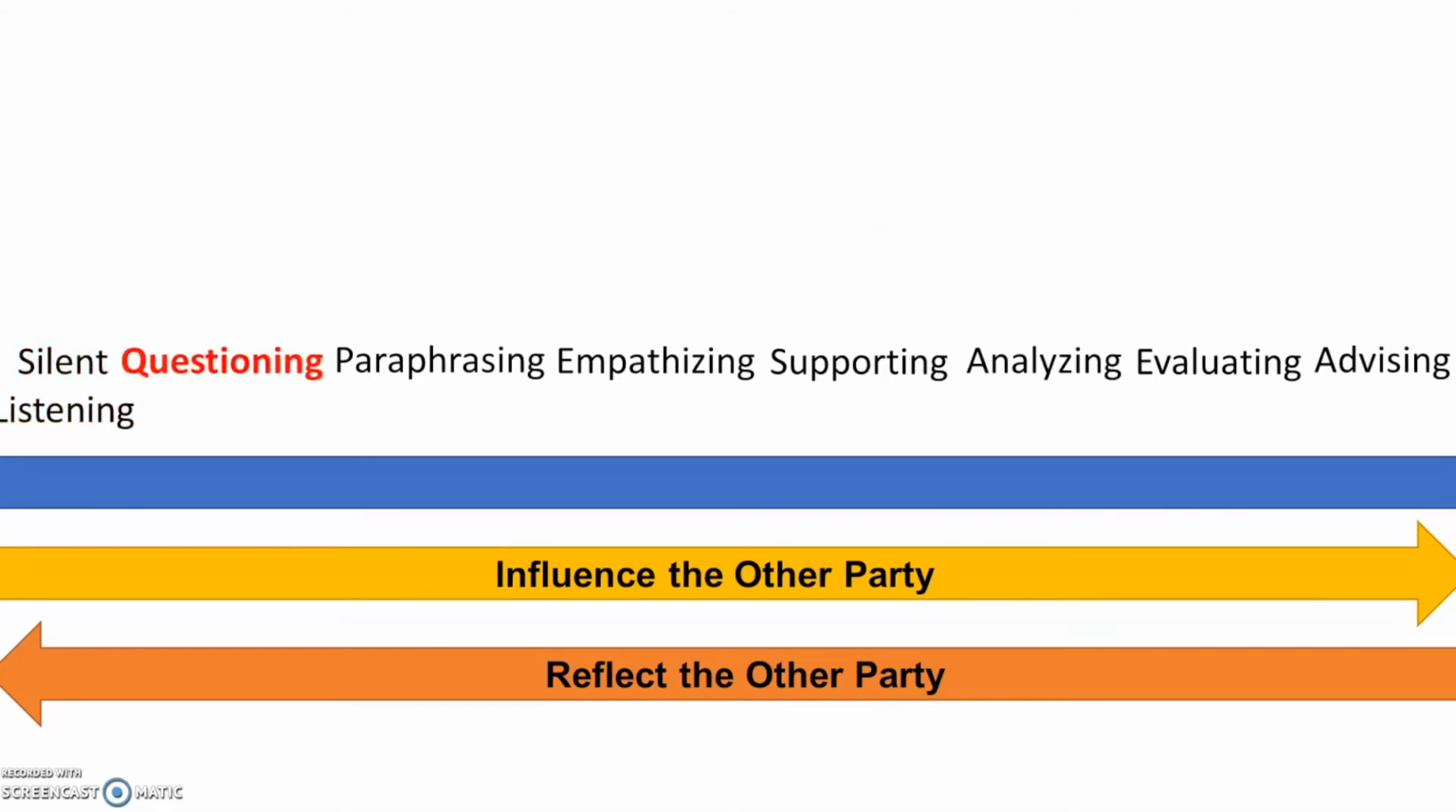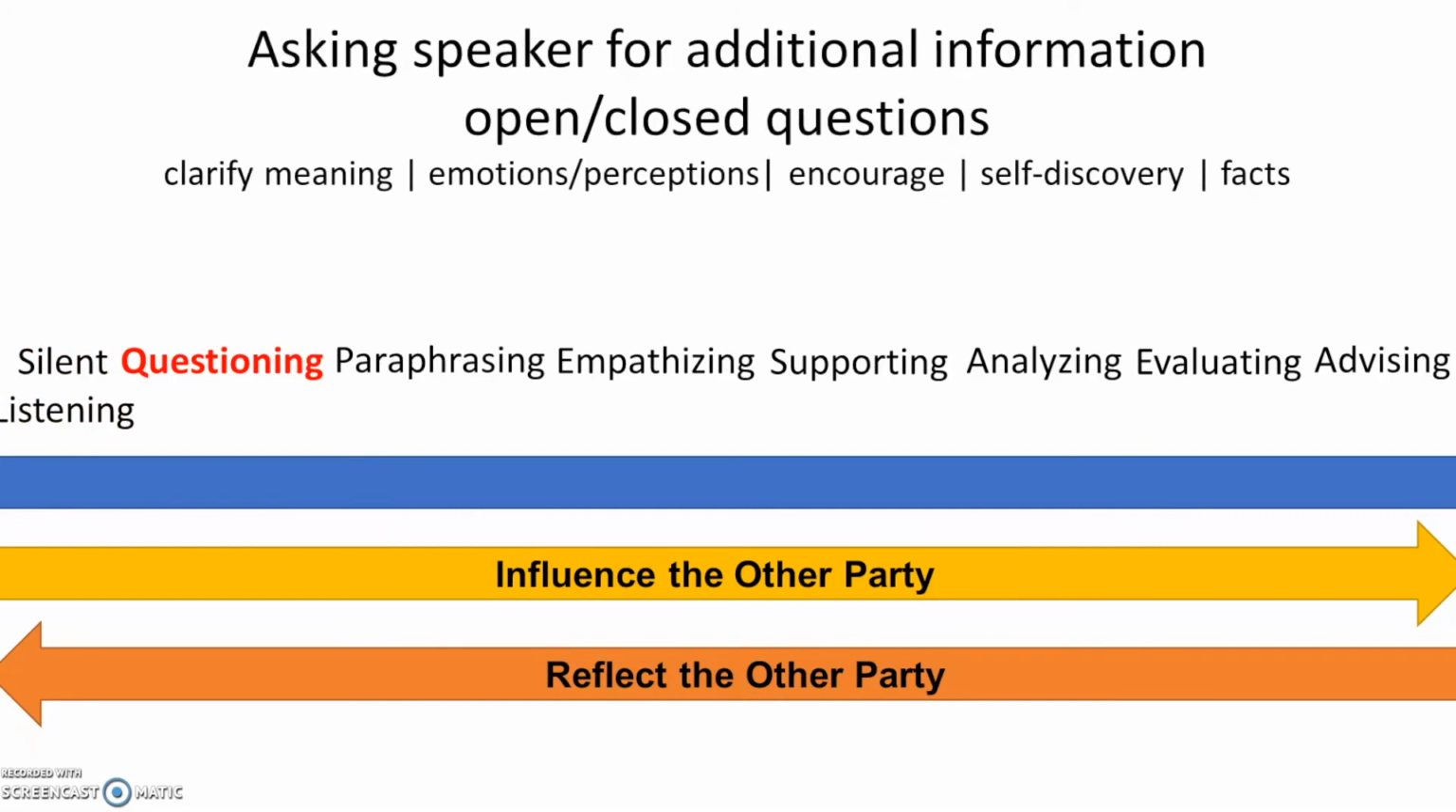With a questioning response, you ask the speaker for additional information through the use of either open or closed questions. Open questions open up the possibility for multiple kinds of responses. Closed questions limit the number of responses that are possible, like a simple yes or no question. You can ask questions to help ensure that you have correctly interpreted the speaker's meaning. You can also use questions to identify the speaker's underlying emotions and perceptions, to encourage them to disclose more information, to help them think deeply about themselves and to promote self discovery, and to clarify facts.